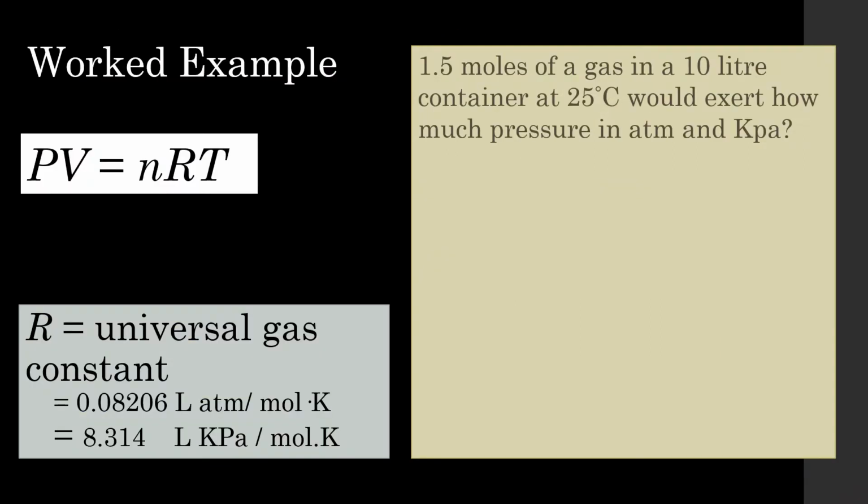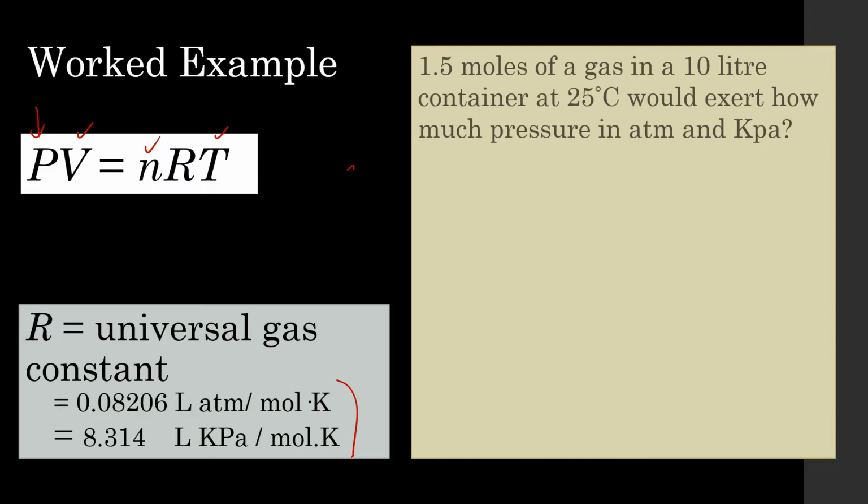If we have a look now at another example, I'm going to ask you to do 2 conversions. We've got PV equals nRT, that's our ideal gas equation. We've got 1.5 moles of gas in a 10 litre container, at a temperature of 25 degrees Celsius. We'll have to convert that to kelvin. And how much pressure is there? We're asking in atmospheres and kilopascals.